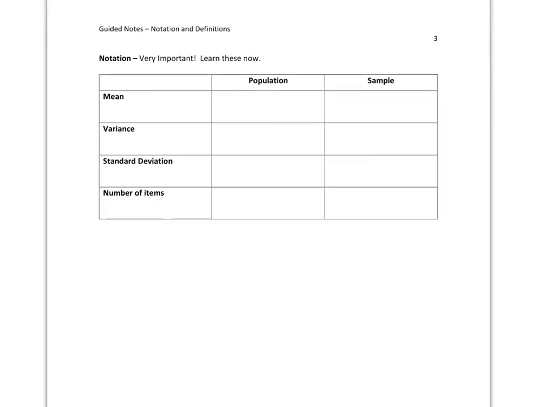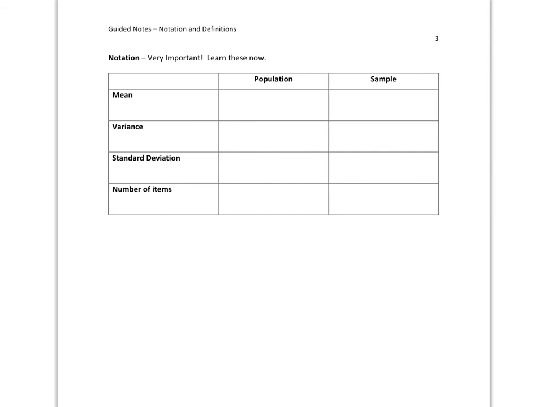Now, this is notation. It's very important. I want you to understand what the particular variable, the notation represents. If you see mu, that means the mean of a population. If you see sigma squared, that means variance for population. If you see sigma, that means standard deviation for population. If you see the capital letter N, that's the number of items in a population.